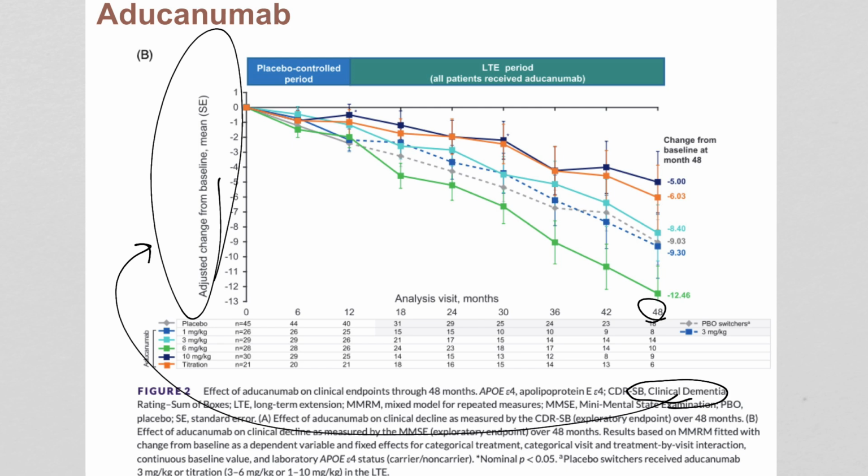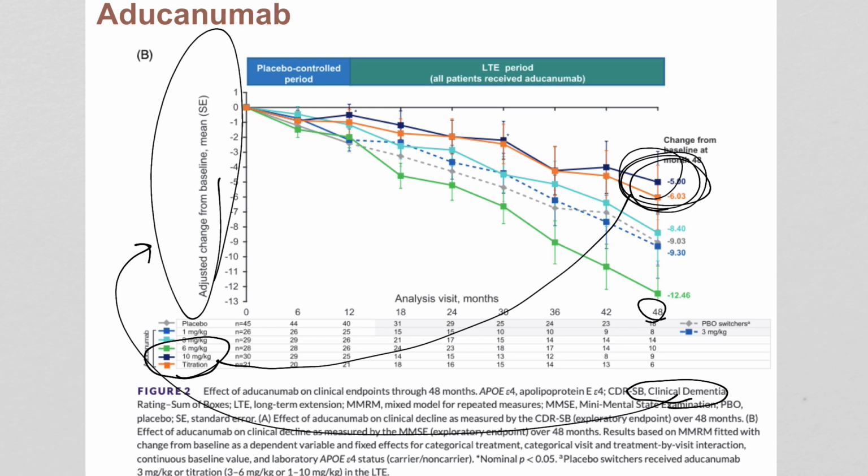So our best outcomes, right? These two groups showed the slowest rate of decline, which was encouraging because those were the highest doses of the drug, either the titration, that was the ramp up, or the high dose from the start, 10 milligrams per kilogram.